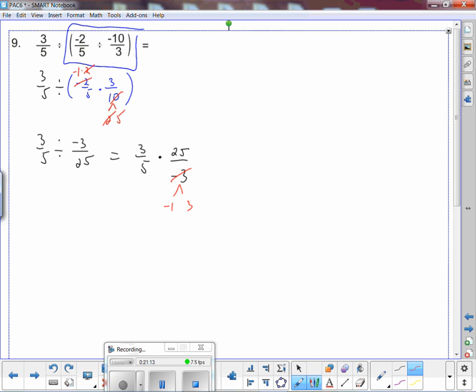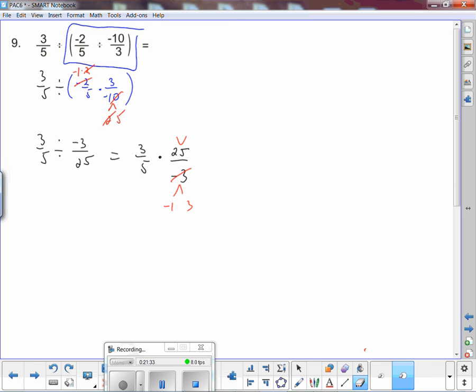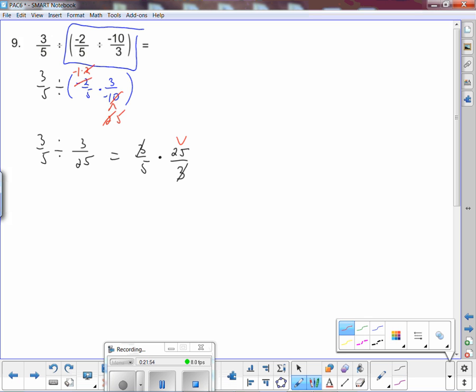Is your answer positive or negative? Oh, I don't like that answer. Yes, I do like that answer. Aha. I lost my negative. Right up there. Copy my original. That'd be bad. All right, so let's see. Do you have a proper fraction or an improper fraction? Improper? Proper? All right. Let's finish off here.